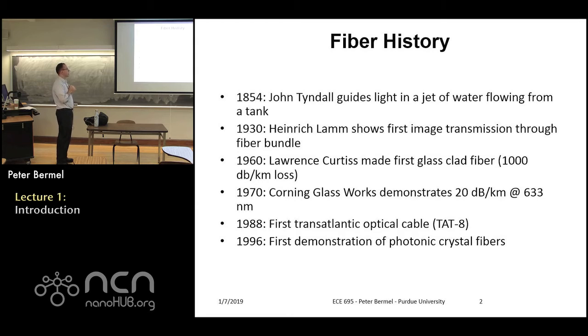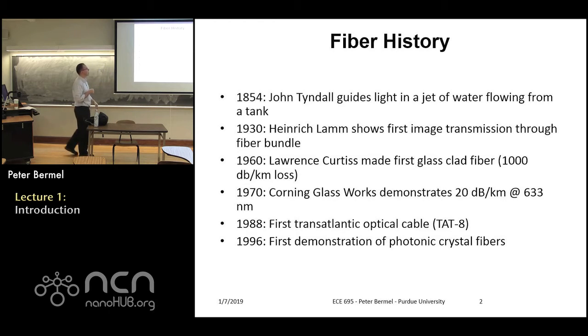So this is definitely not something you want to do for a global network. However, within a decade, Corning demonstrated you could get down from 1,000 dB per kilometer to 20 dB per kilometer at visible range, near red. And that actually made it possible to start thinking about global communications.